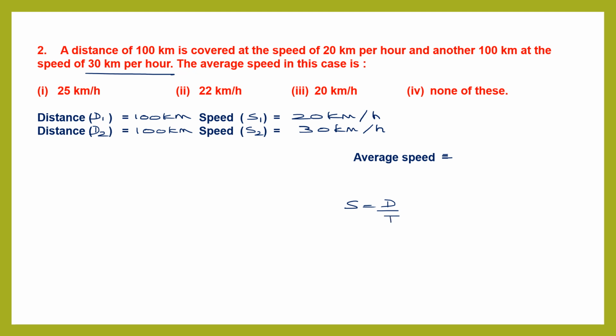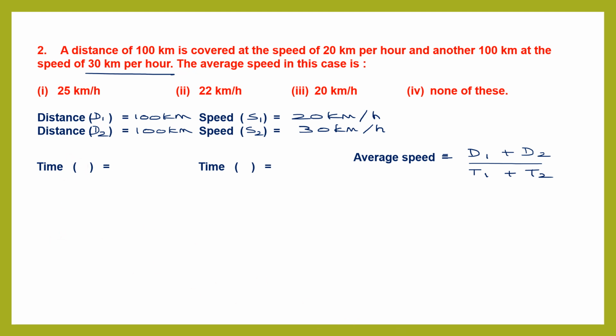So to find the average speed, the formula will be total distance. That means distance 1 plus distance 2. That will be the total distance divided by the total time, time 1 plus time 2. So this is how we find the average speed. So we need to know time 1 and time 2, isn't it?